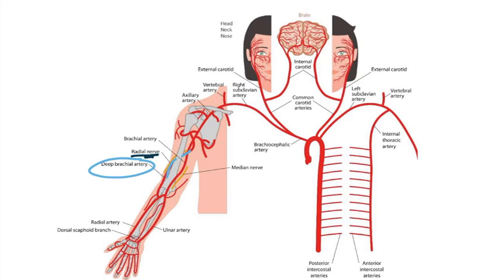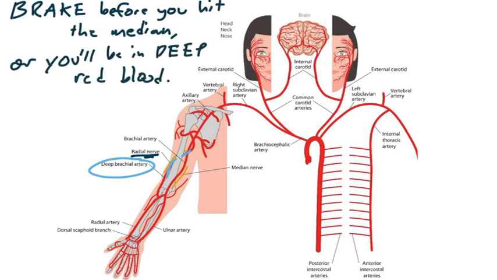Now I promised you a memory hook to help you remember these facts, and it is this: break before you hit the median, or you'll be in deep red blood. Again, break before you hit the median, brachial artery, and the median nerve, or you will be in deep red blood. Deep brachial artery with the radial nerve. Break before you hit the median, or you'll be in deep red blood.